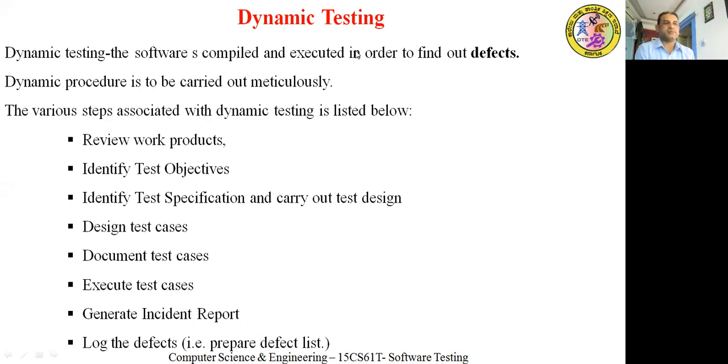The various steps associated with dynamic testing are as follows: reviewing work products, identify test objectives, identify test specification and carry out test design, design test cases, document test cases, execute test cases, generate incident report, and log the defects. So these are the various steps. In today's class, we'll be discussing the first four steps: reviewing work products, identify test objectives, test specification, and design test cases.